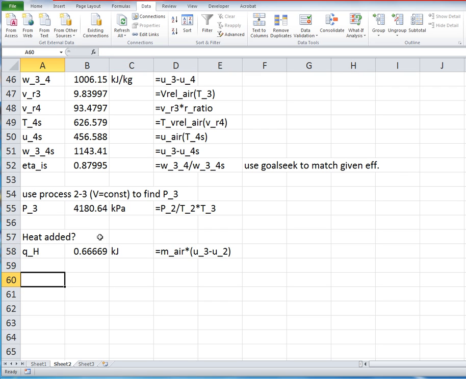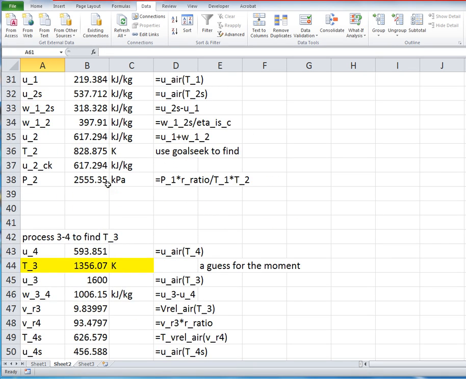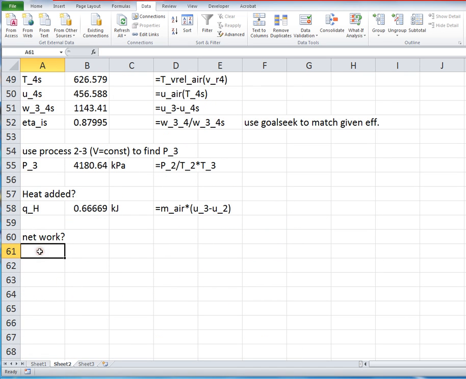And then the net work. Well, I think we've got all of that. We just need to subtract it out. This is the work from 3 to 4. I guess we need it with the mass multiplied in here. This is the work from 3 to 4. I'm getting a little dizzy here, I guess. Minus the work from 1 to 2. There we go. So that's the net work. There's only work done during those two parts of the cycle.